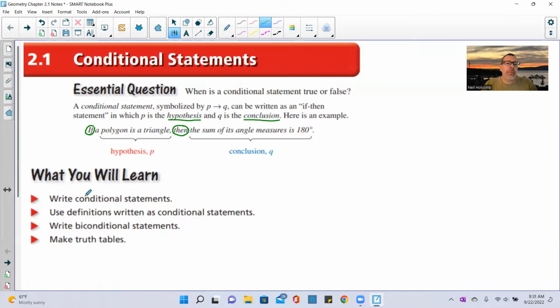So what you will learn in this chapter is to write conditional statements, use definitions written as conditional statements, write biconditional statements, and make truth tables. Okay, so let's dive right in.